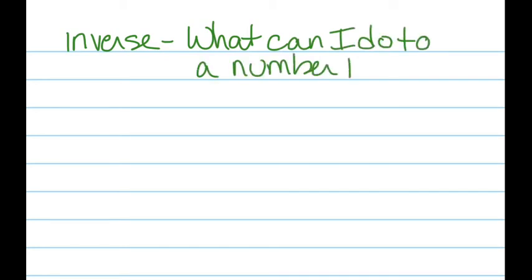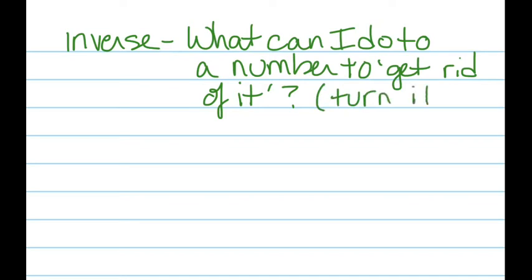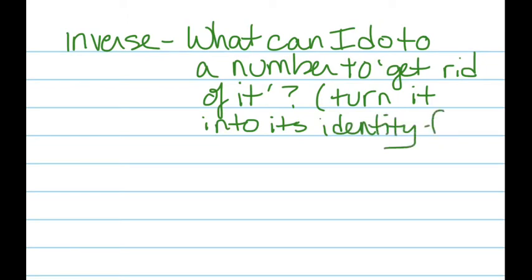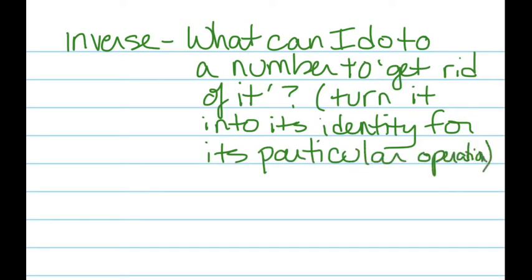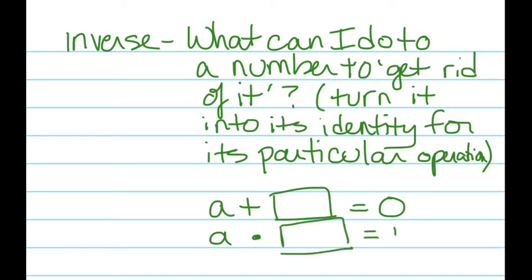The next one we're going to move on to is inverse. These guys are related. So the inverse has to do with what can I do to a number to get rid of it? And when I say get rid of it, I mean, how can I turn it into the identity for that particular operation? So if I'm dealing with addition, what can I add to end up with 0? Or if I'm dealing with multiplication, this time I want to end up with 1, because 0 is the additive identity, and 1 is the multiplicative identity.